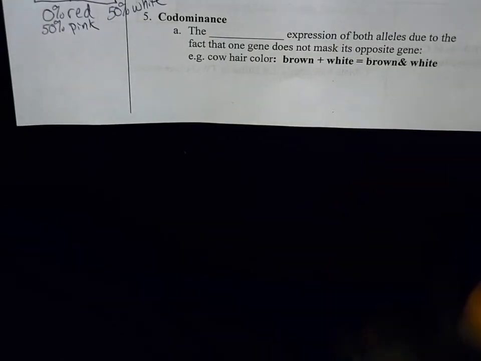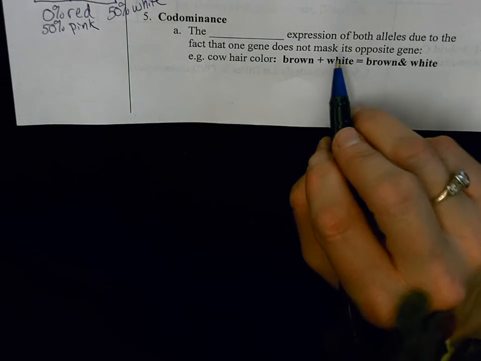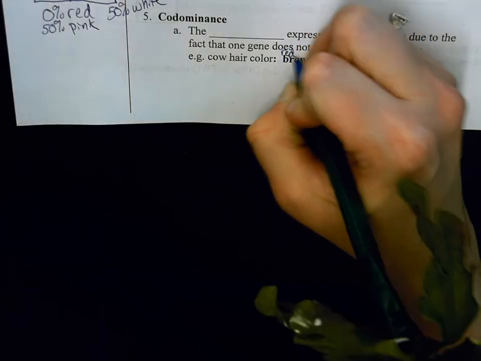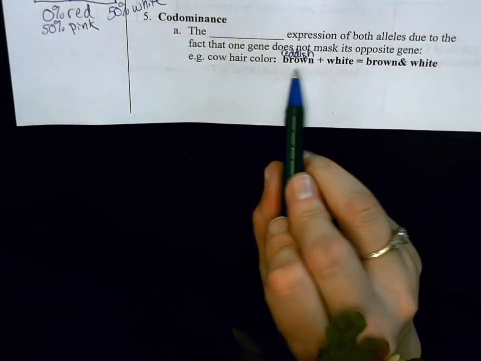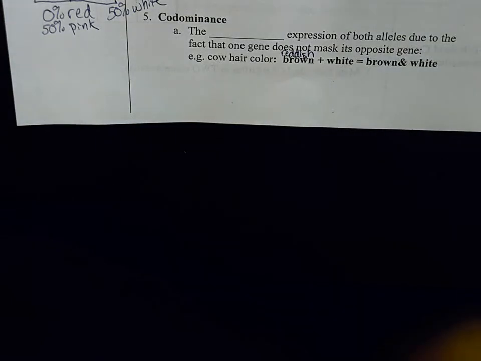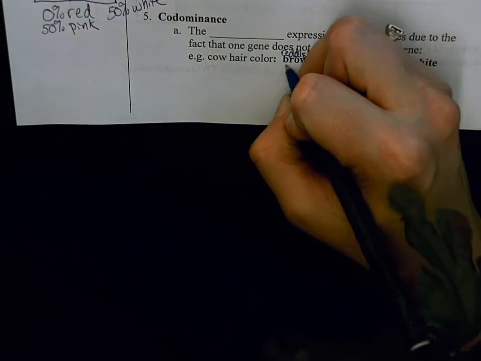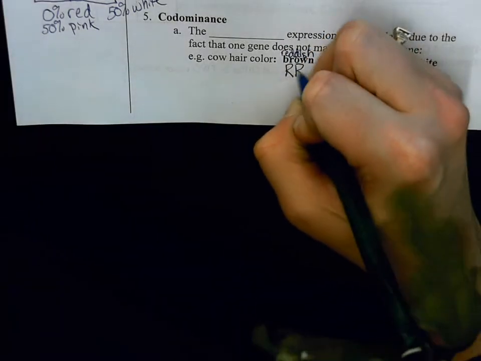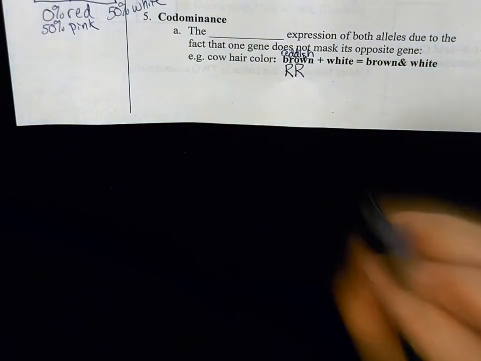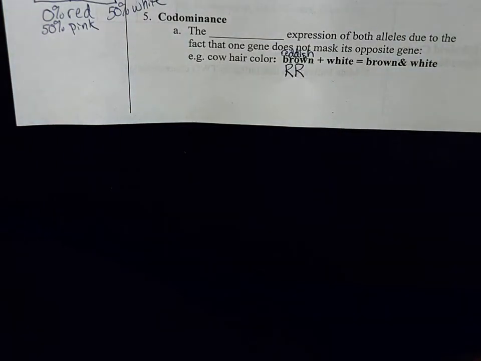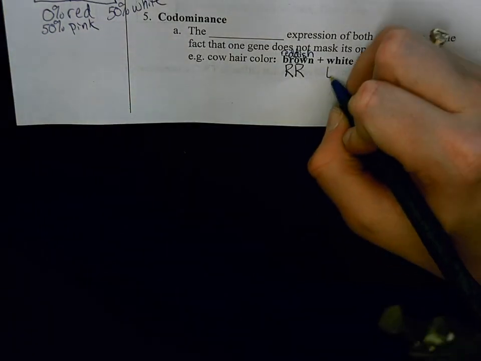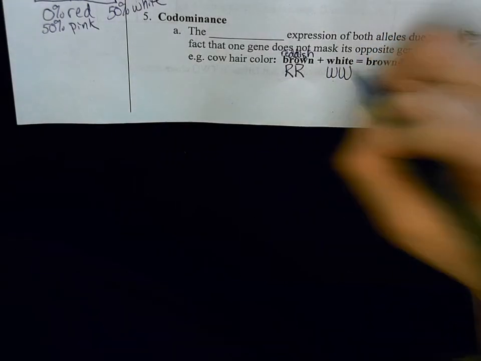So, for instance, in cows, there's cow hair color that's a reddish brown. To have a fully red-haired cow, it has to have inherited capital R and capital R. If you have a cow that is completely white-haired, then it had to inherit capital W, capital W.